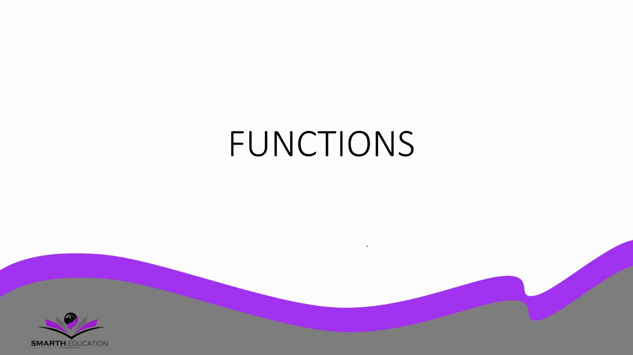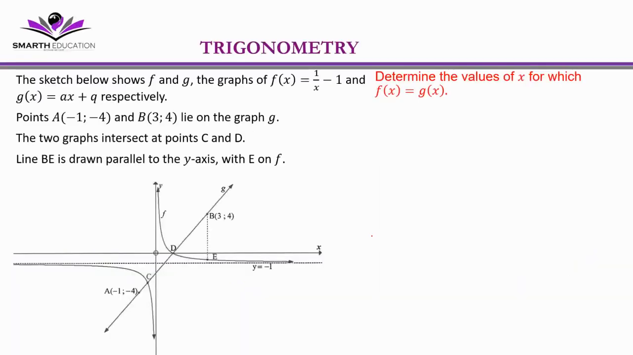Welcome back. Let's do question 2.2. The sketch below shows f and g, the graphs of f of x and g of x, respectively. Points A and B lie on the graph g. The two graphs intersect at C and D. Line BE is drawn parallel to the y-axis, so it means this is a vertical line with E on f.